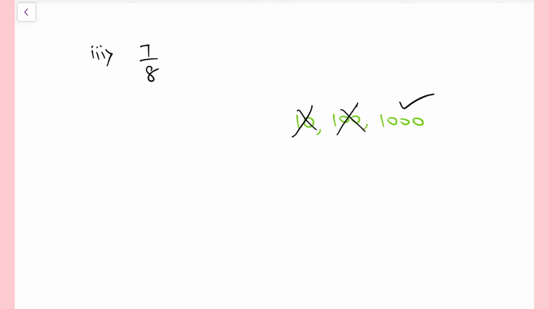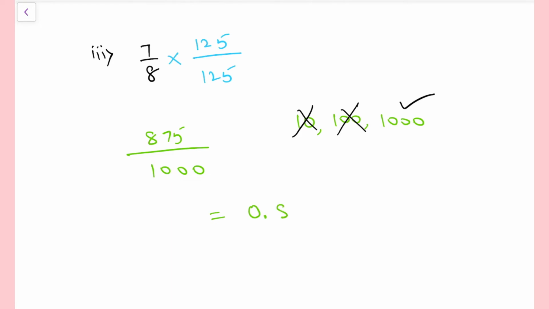Then where this 1000 will come? In 125 table. So multiply and divide with 125. 7 into 125, it is 875, divided by 8 into 125, 1000. 875 divided by 1000, 0.875.